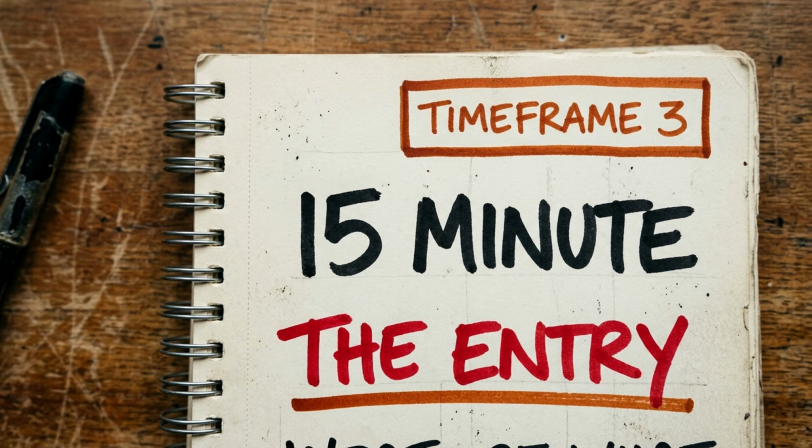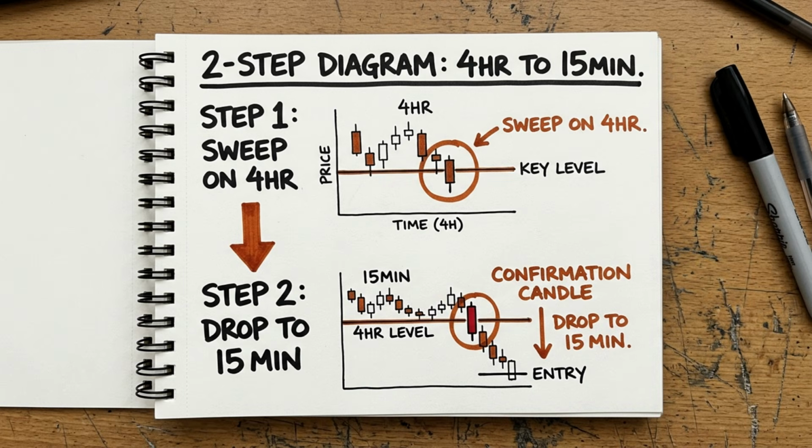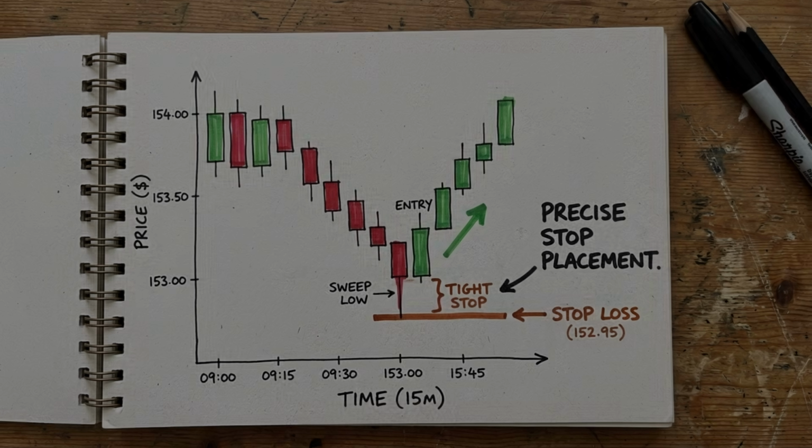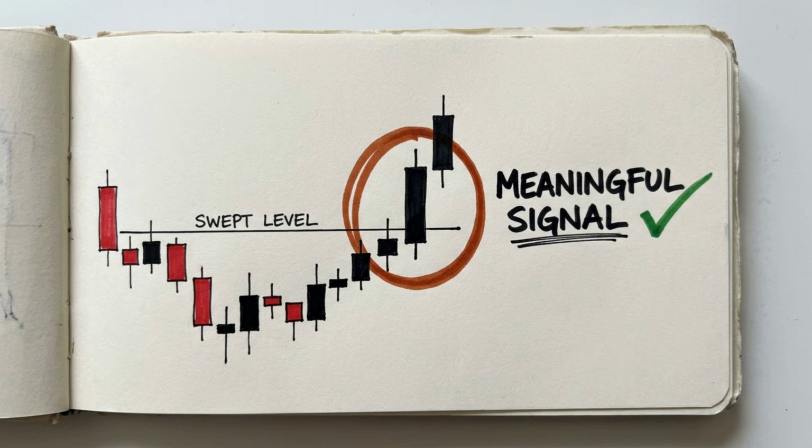The 15-minute, the entry. This is where you execute. After the 4-hour level gets swept, you drop to the 15-minute for your entry candle. The 15-minute is precise enough to place a tight stop below the sweep low without giving up too much risk. But it's high enough time frame that the confirmation candle actually means something. One candle on the 15-minute represents real time, real participation, real decision-making. When a 15-minute candle closes back above a swept level, that is a meaningful signal. Not noise, not a tick reaction, a genuine close.